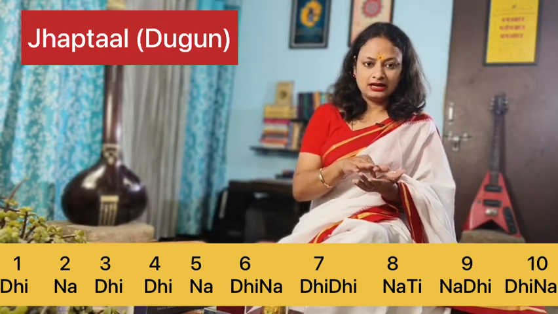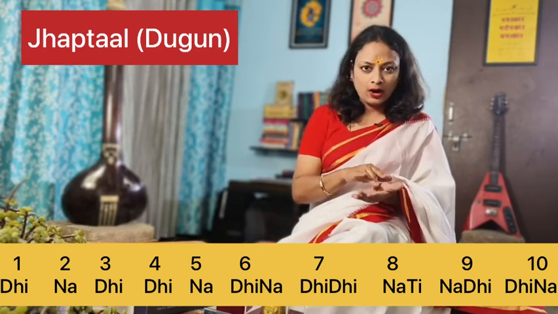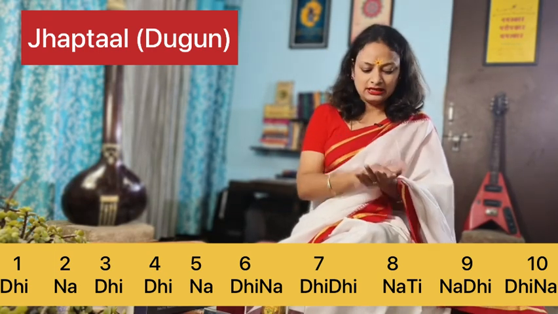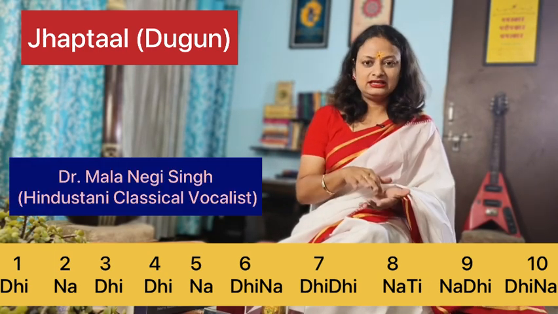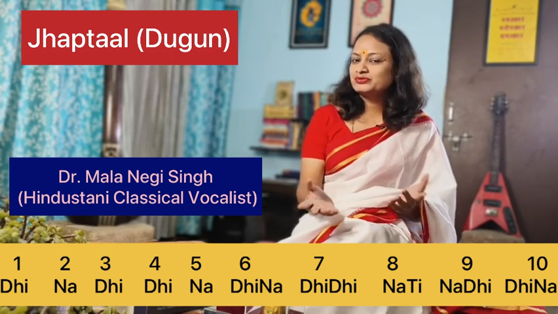Dhi, na, dhi. 1, 2, 1, 2. Dhi, na, dhi, dhi, na. Ti, na, dhi, dhi, na, dhi. So it was very simple.